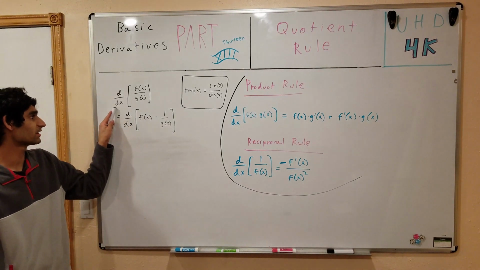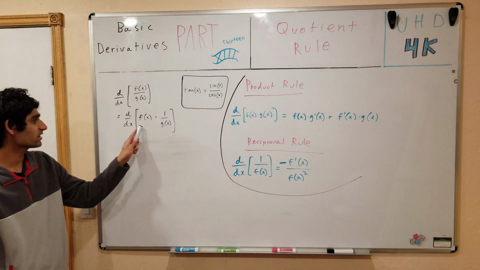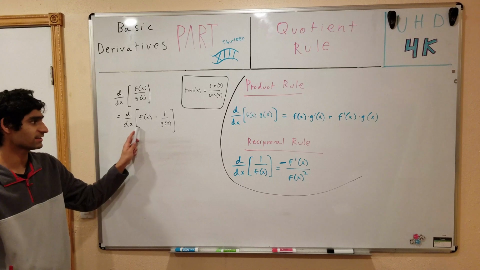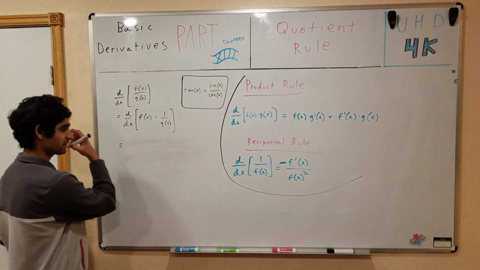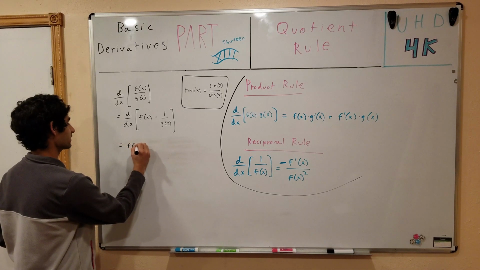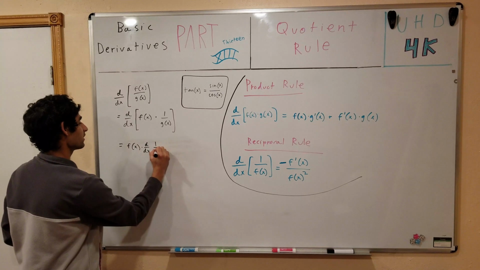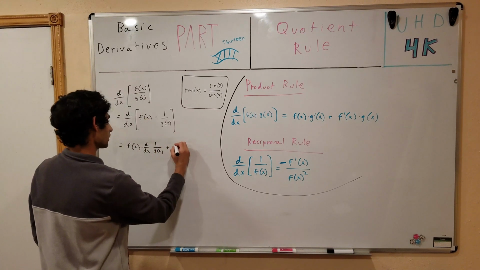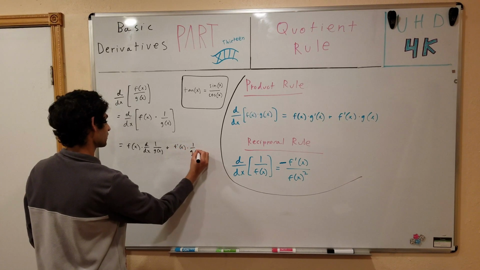Over here, I'm taking the derivative with respect to x of f of x divided by g of x, and I've written it out as follows: f of x times 1 divided by g of x. So I've written this as f of x times the reciprocal of g of x. Let's use the product rule to expand this out. This is going to equal f of x times the derivative with respect to x of 1 over g of x, plus f prime of x times 1 over g of x.